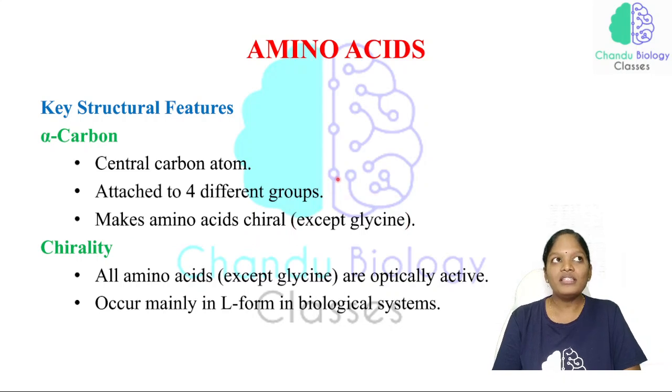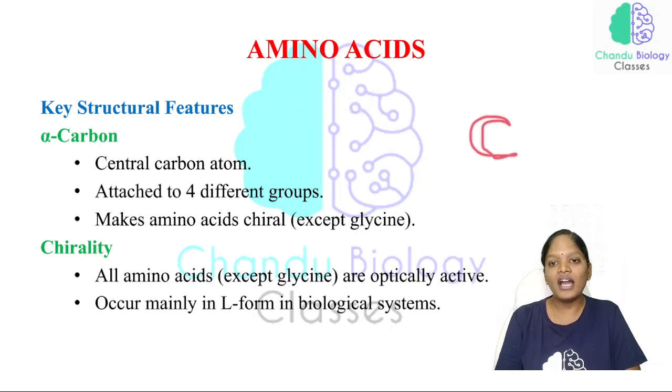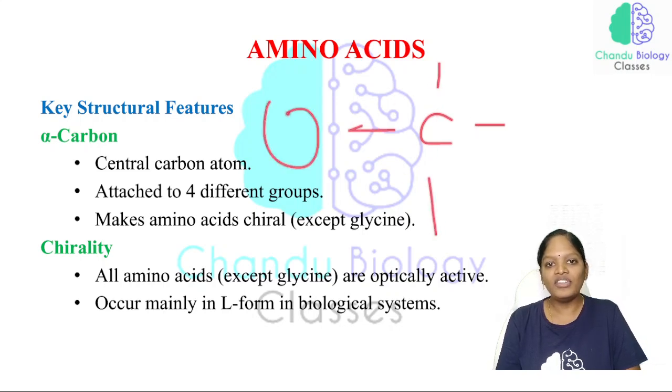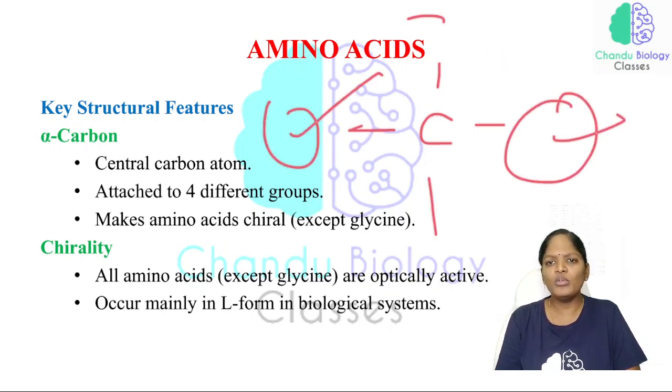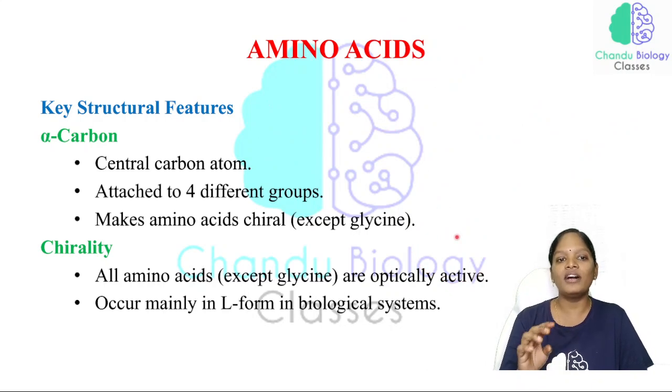See, in the previous day before yesterday, we discussed carbohydrates. Whenever we discussed carbohydrates, we discussed the chiral carbon. Chiral carbon means carbon that is attached to four different groups. See, carbon has four valencies and it has to be attached to something. And here a different amino group, here a different carboxylic group, here a different hydrogen group, and here an R group. So four different groups, that makes an amino acid chiral.